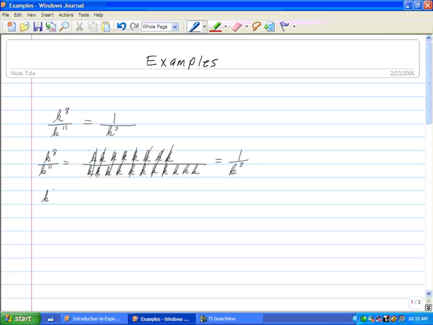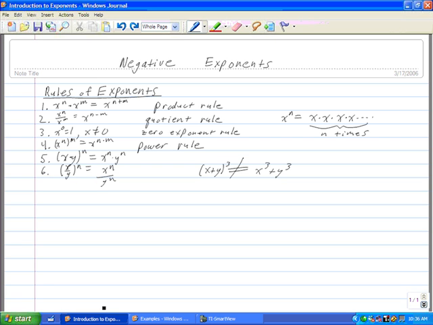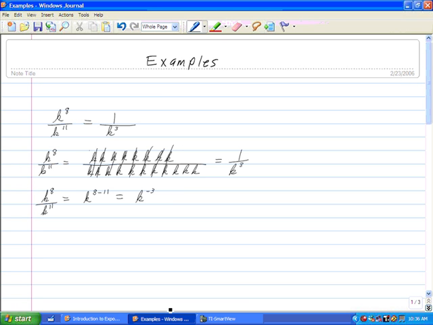If we work this problem one more time, using the property, exactly doing what it says to do, this is k to the 8 minus 11, which is not k to the third, it is k to the negative third. So what we've ended up with is a negative exponent. Now, does that mean that the quotient rule is wrong in some way? Actually, no. The fact is that these two answers are actually the same thing.